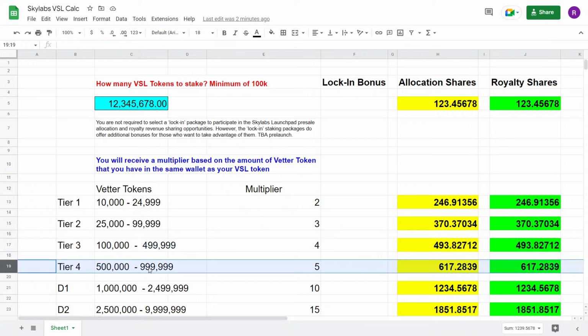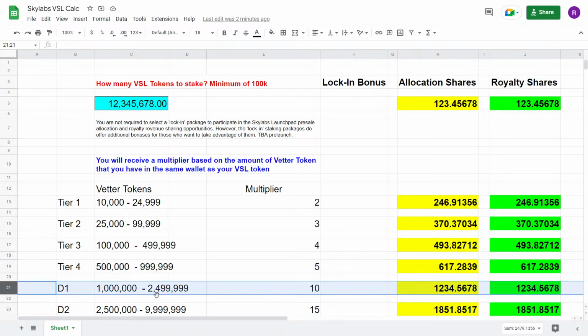Tier 4, 500,000 VAHL in the same wallet, you get a 5x, 617 allocation shares and royalty shares. Diamond 1, you're holding 1 million tokens, a 10x, 10 times the amount, and you're now getting 1,234 allocation and royalty shares. So instead of just getting 123, you're now getting 1,234.